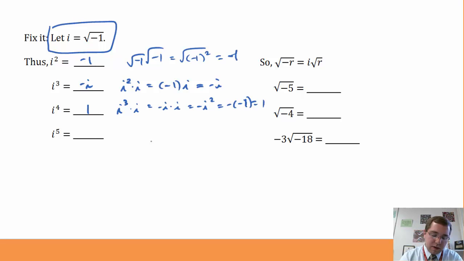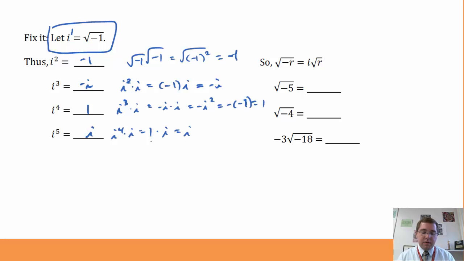What's i to the fifth? Well, that's i to the fourth times i, but i to the fourth was 1, so that's 1 times i, and that's i. Turns out, this creates a pattern. i to the first is the square root of negative 1. So i to the fifth is also the square root of negative 1, or it's i.